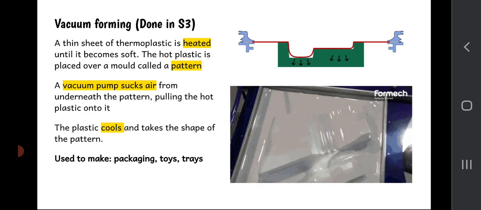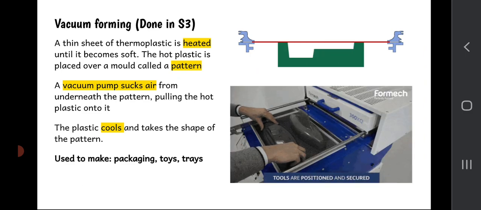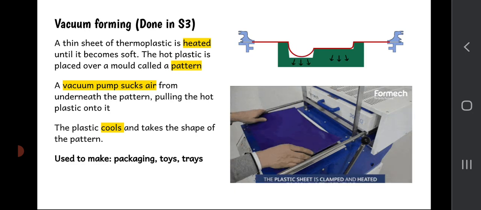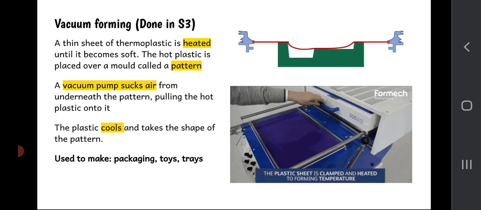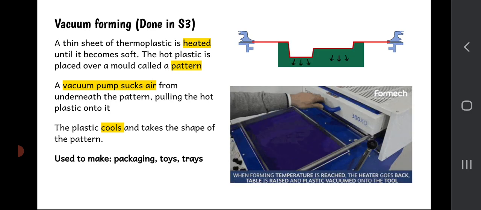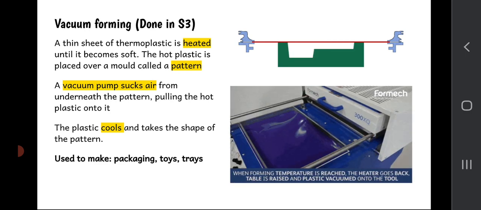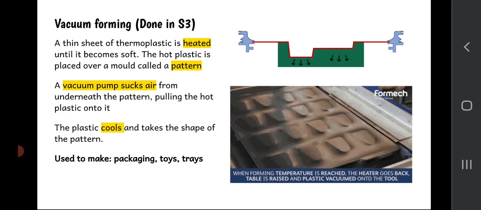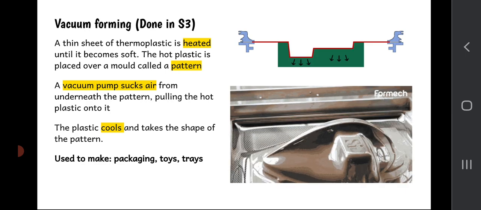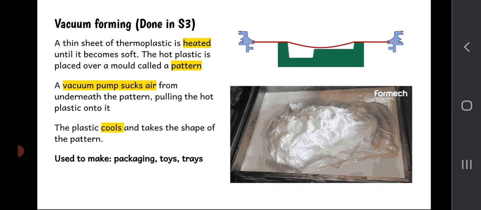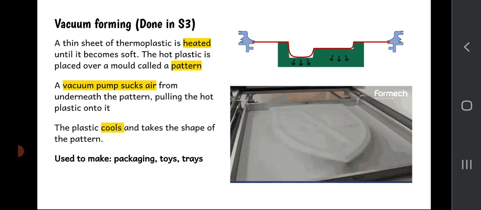Let's move on and talk about vacuum forming. This is something that we do in school, something that you've possibly done in the workshop before, where you get a thin sheet of thermoplastic, you heat it up until it becomes soft, and then the plastic is placed on top of a mould called a pattern, and then somewhere else in the machine there's a vacuum pump and it sucks out all the air and it draws the plastic in tight to the pattern. The plastic then cools and it takes the shape of the pattern underneath it.